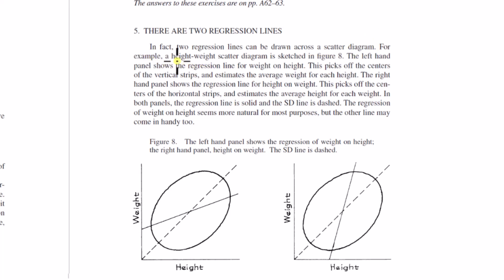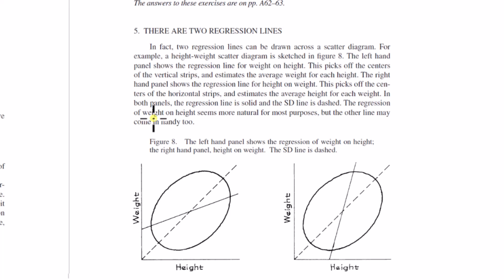For example, a height-weight scatter diagram is sketched in Figure 8 below. The left-hand panel shows the regression line for weight on height. This picks off the centers of the vertical strips and estimates the average weight for each height. The right-hand panel shows the regression line for height on weight. This picks off the centers of the horizontal strips and estimates the average height for each weight. In both panels, the regression line is solid and the SD line is dashed.